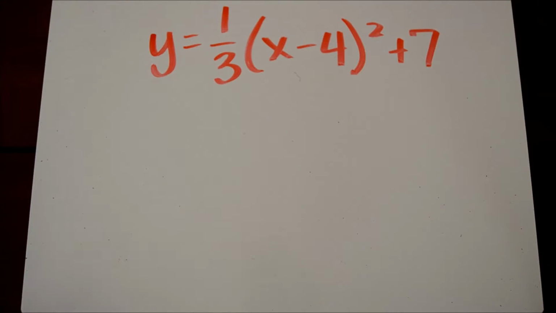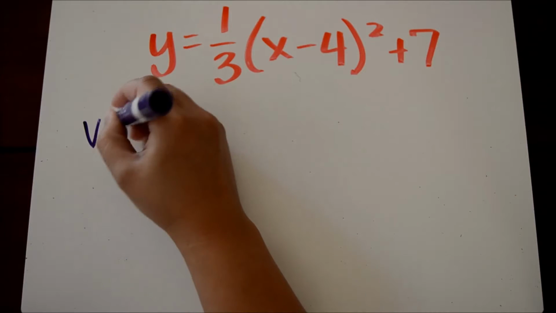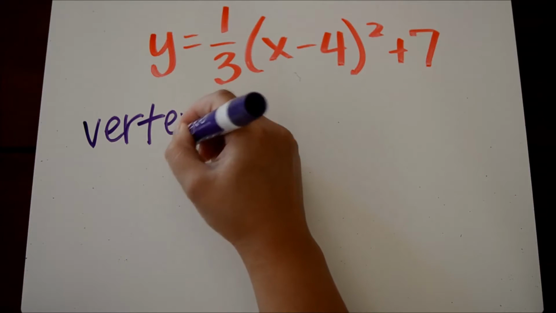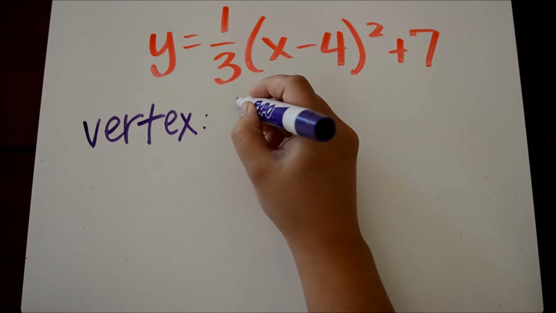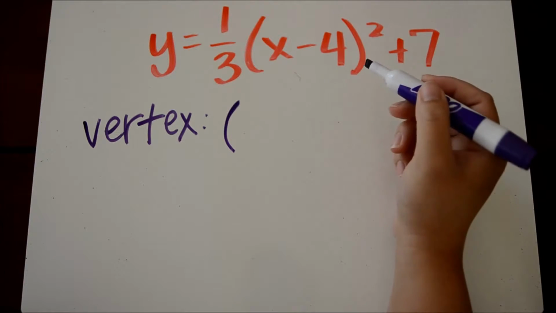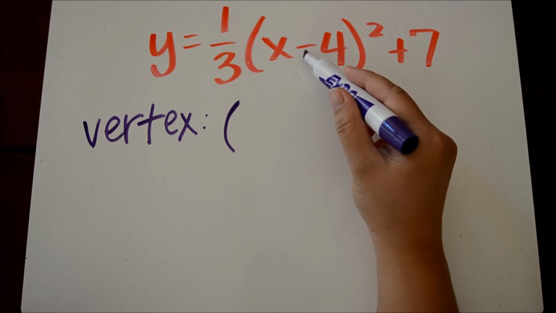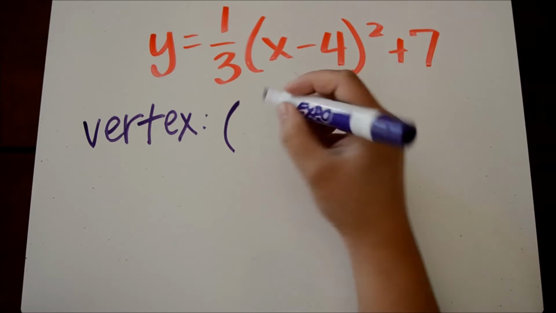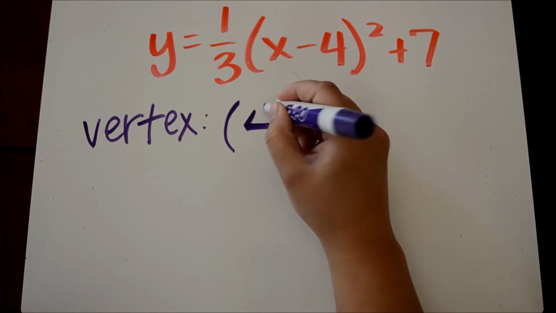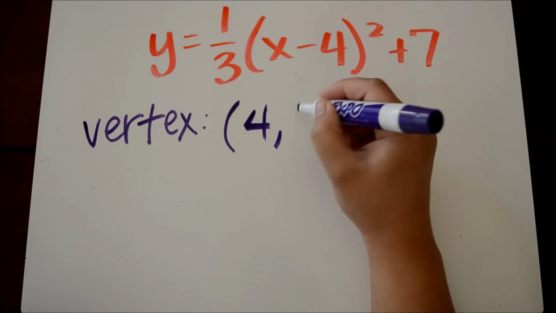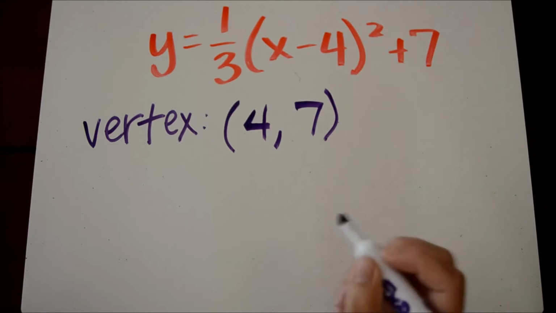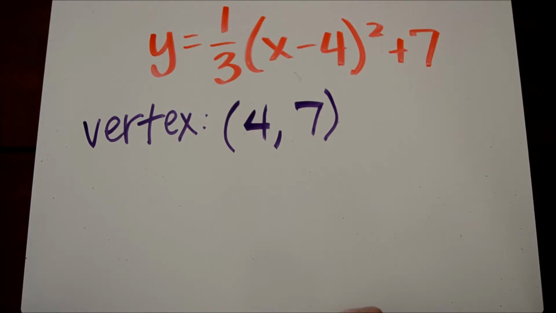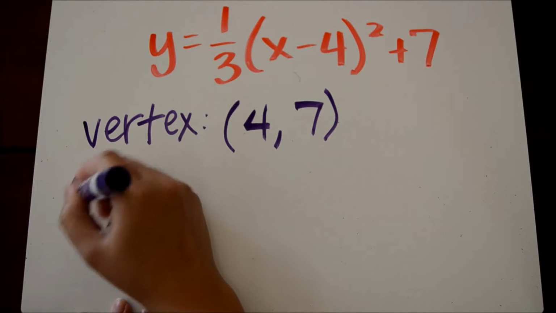Here's our first example, and let's start with our vertex. Remember, vertex is the h value and the k value. Here it looks like our h value is a -4 because of the sign here, but remember, vertex form already had that negative sign, or that subtraction symbol. So our h value is actually +4 and our k value is 7.